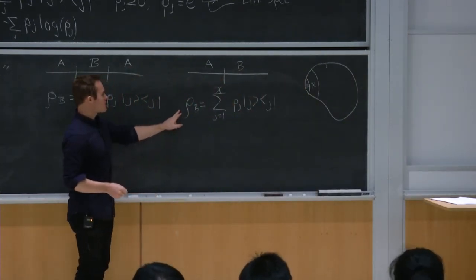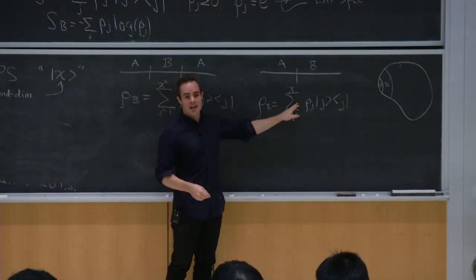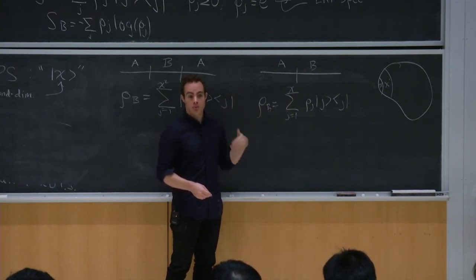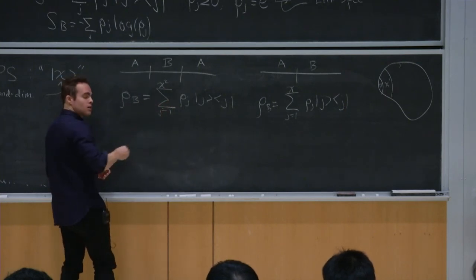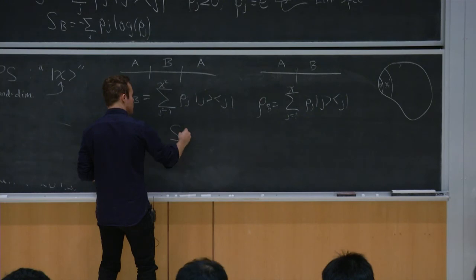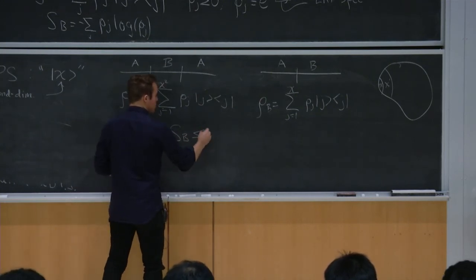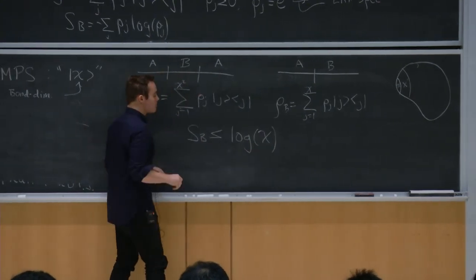So another way to summarize this is: if you have a chi-sided dice, it can't have more than log chi entropy. For these matrix product states, if you were to calculate the entanglement entropy S_B of a region, it's bounded from above by log chi.